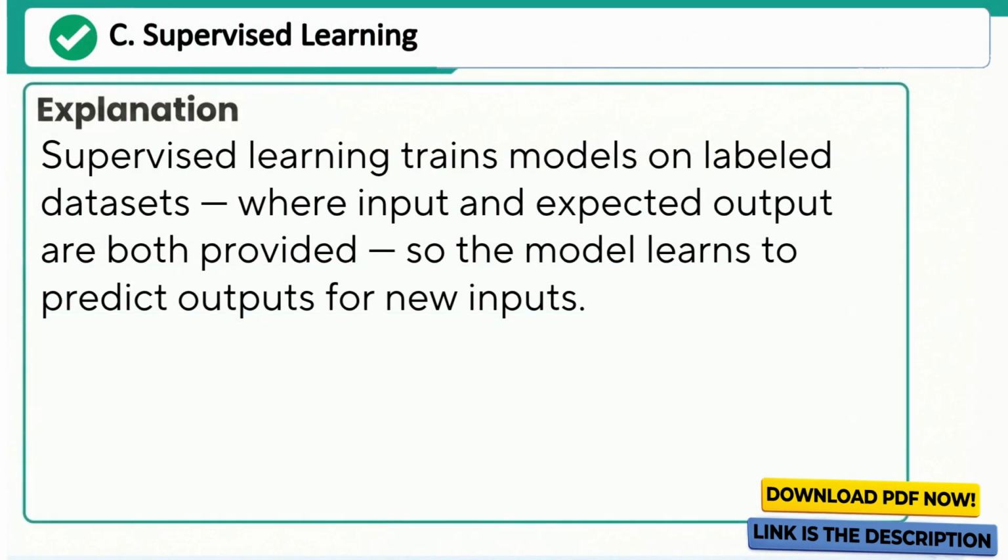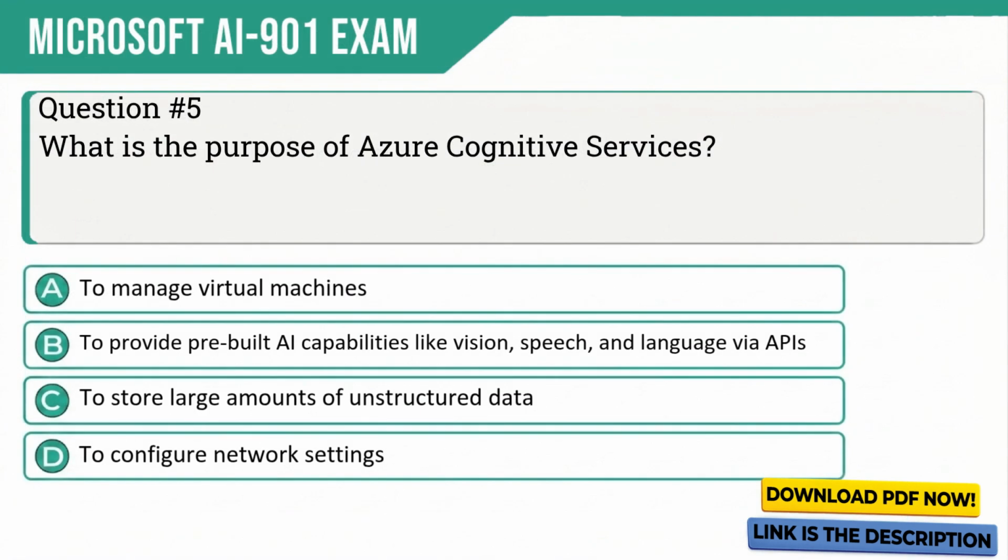Correct answer, C. Supervised learning. Explanation. Supervised learning trains models on labeled datasets, where input and expected output are both provided, so the model learns to predict outputs for new inputs. Question number 5. What is the purpose of Azure Cognitive Services? A. To manage virtual machines. B. To provide pre-built AI capabilities like vision, speech, and language via APIs.